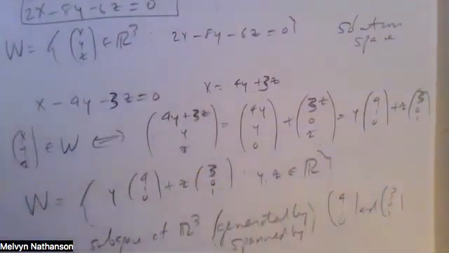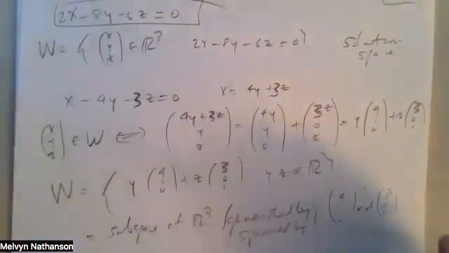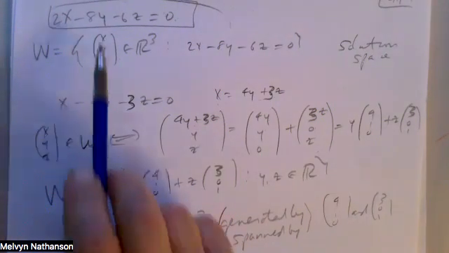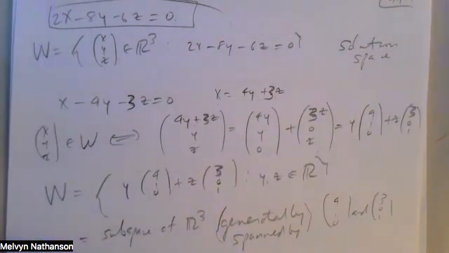So the proper form of the solution of this problem is that the solutions of this linear equation, one equation in 3 variables, is this subspace. This is the subspace of R3. It's all linear combinations of 2 vectors. Okay. Any questions about that?